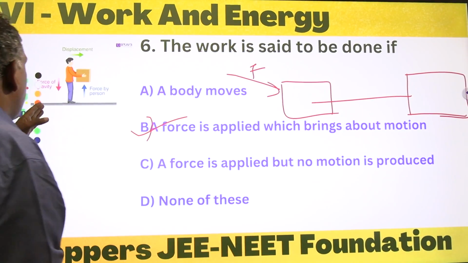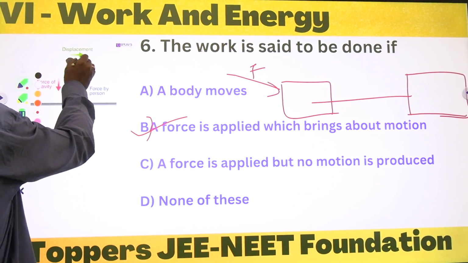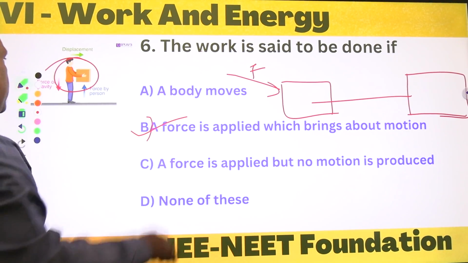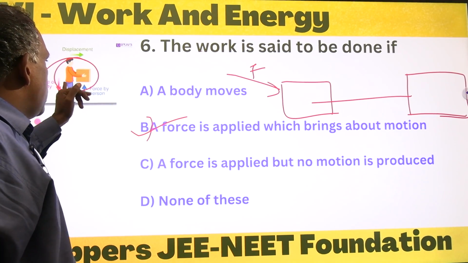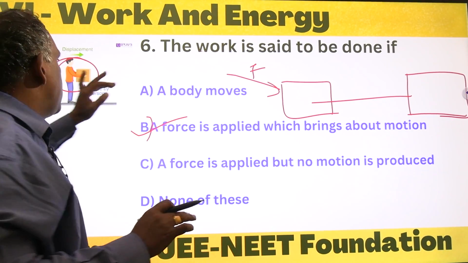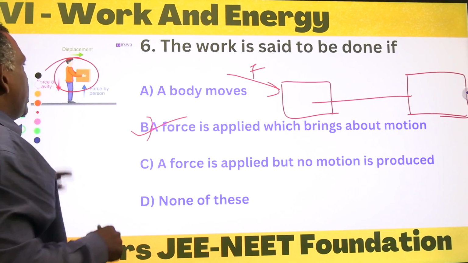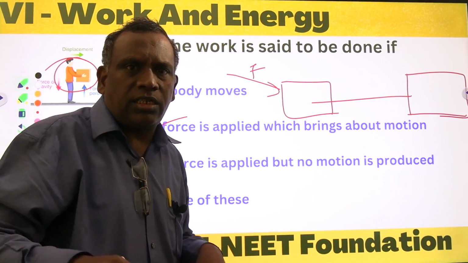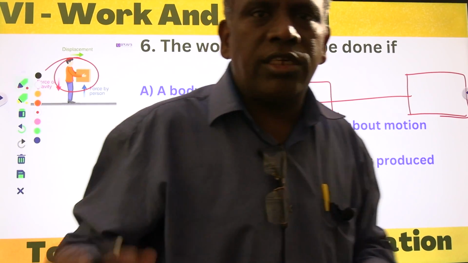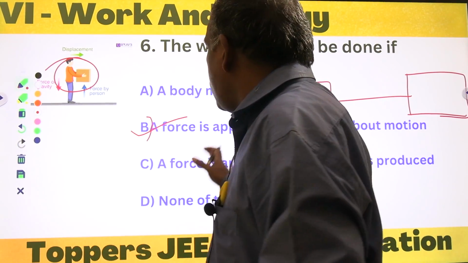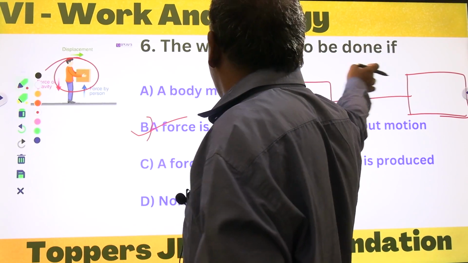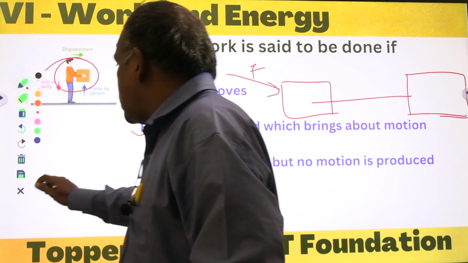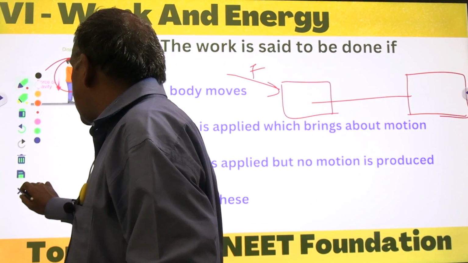If you observe here, the person is moving, there is gravity, displacement is there. Here the force and displacement are perpendicular. That's why here we will call it no work. This is a special case, we are going to discuss it in future classes. So here the answer: work is said to be done if the force is applied which brings about the motion. That is question number 6.